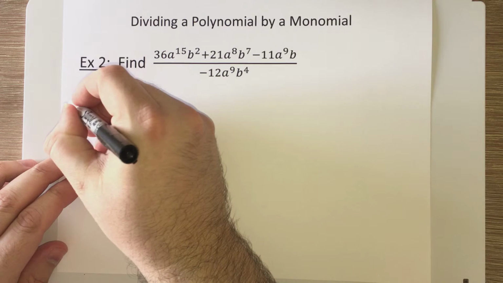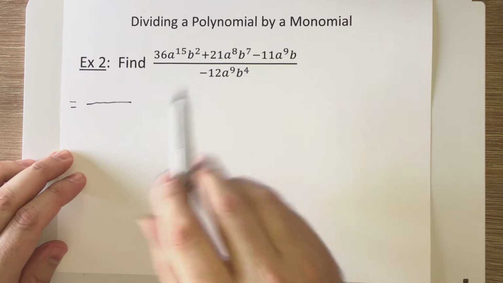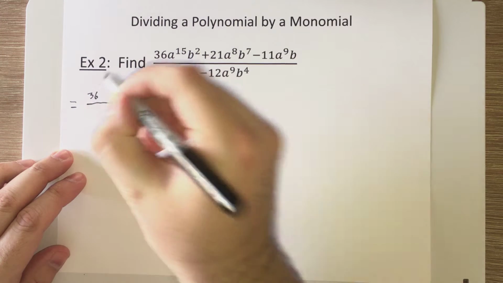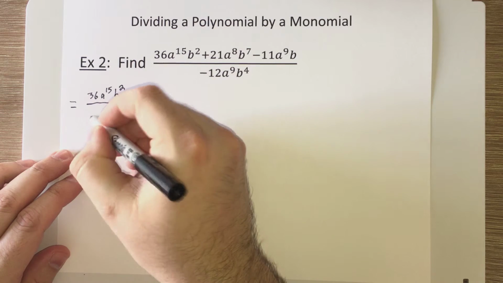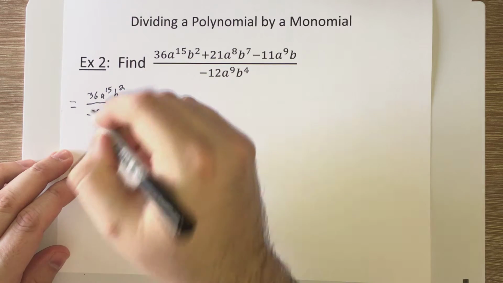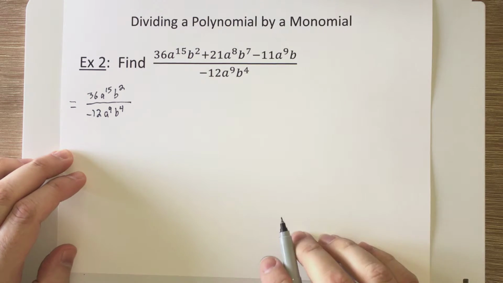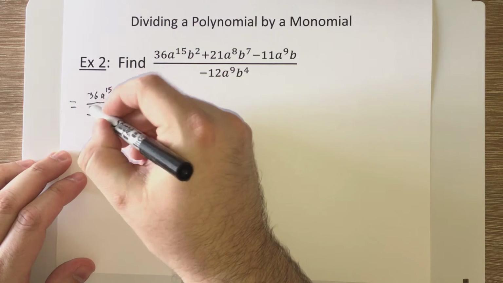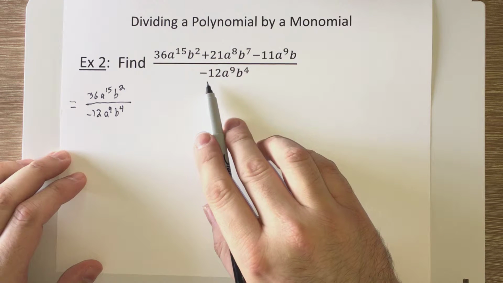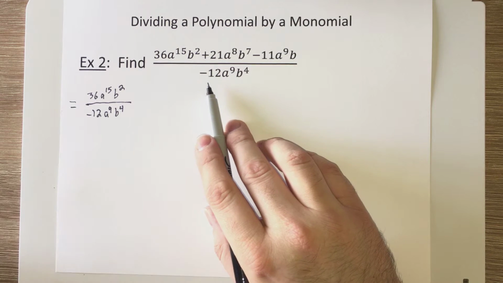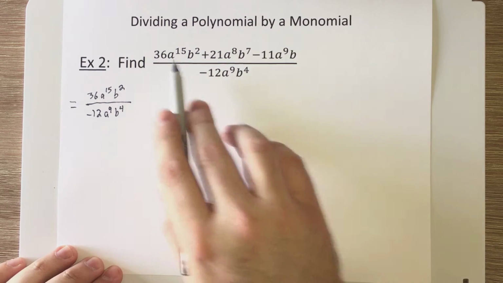So we're going to end up having 3 fractions. Here's the first fraction line. We're going to put this monomial over this monomial. So we have 36, a to the 15, b to the power 2. Bottom is negative 12, a to the 9, b to the 4. Okay, the only real difference in this problem is that the monomial on the bottom has a negative sign. So that just makes the problem a little bit different. I'll show you how to deal with that later, but for now all I want you to do is put the whole term, including the minus sign, on the bottom of each term.